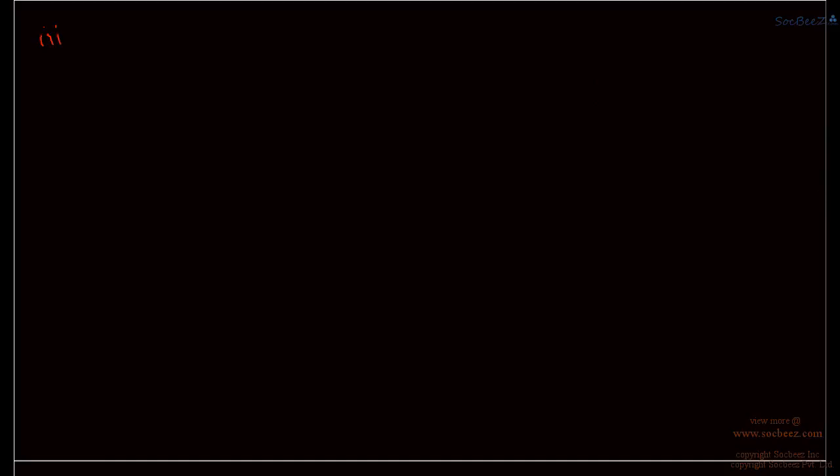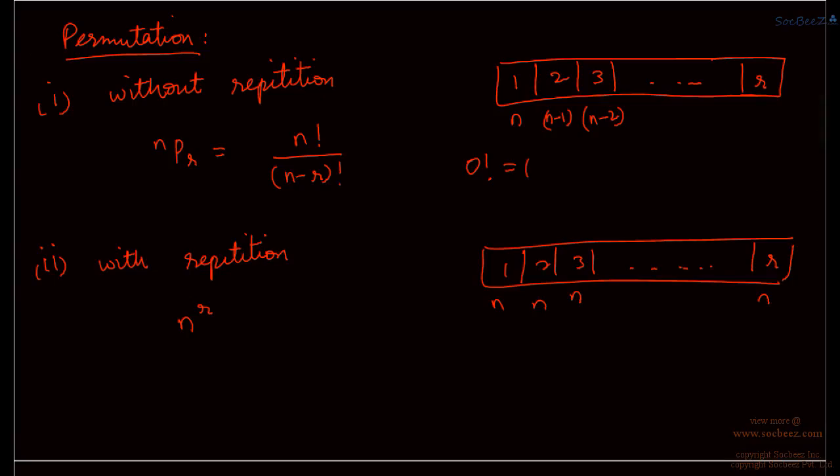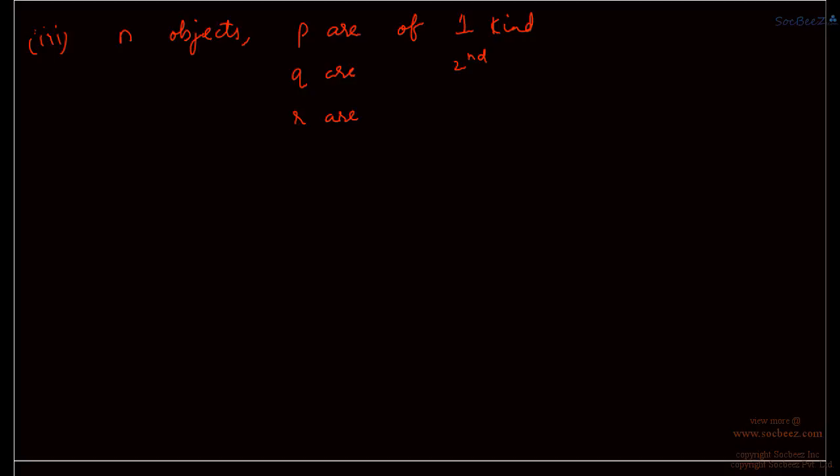The third is actually nothing but, in a way, a superposition of these two. You now have, of every different kind of object, say, multiple numbers. Okay, so again we have n objects, out of which p are of one kind, say the first kind. We will assume that there are only 3 kinds of objects right now. There are q of the second, and r of the third. Okay.